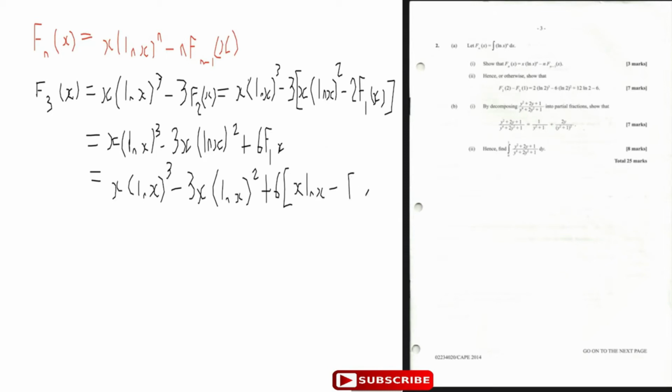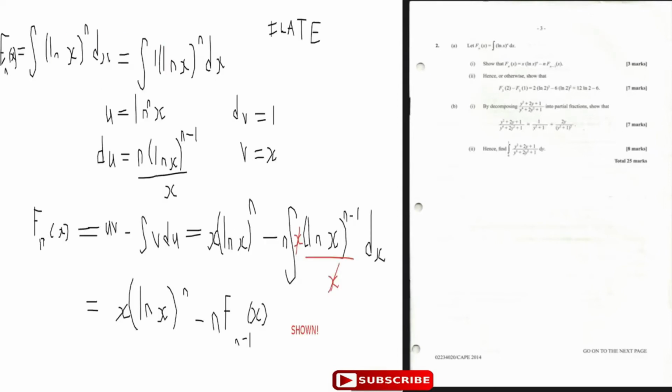Now to find what is f naught of x, we have to go back and remember that f naught of x, when n is 0, ln x to the 0, anything to the 0 is 1, and so the integral of 1 is x. And so we can actually just replace this f naught of x with just x. This is really x ln x minus x.